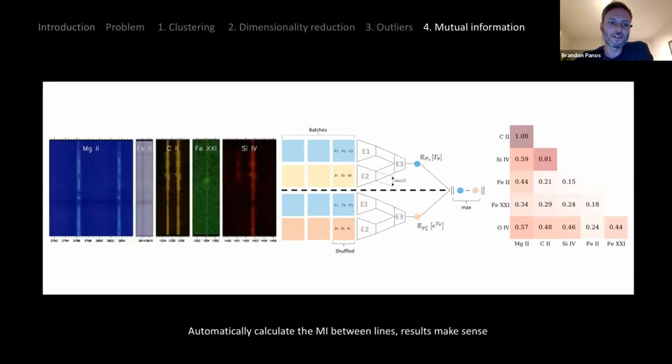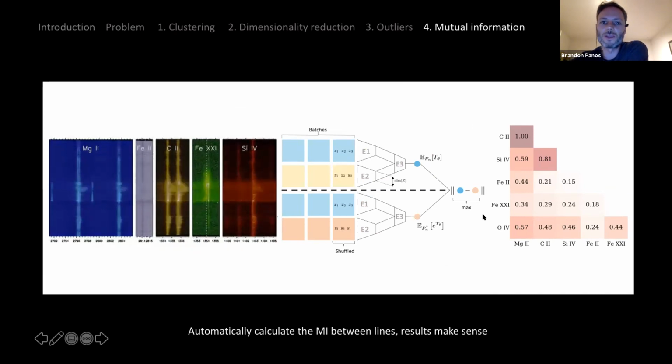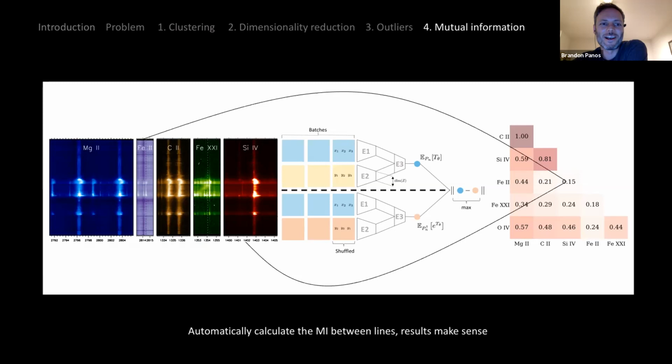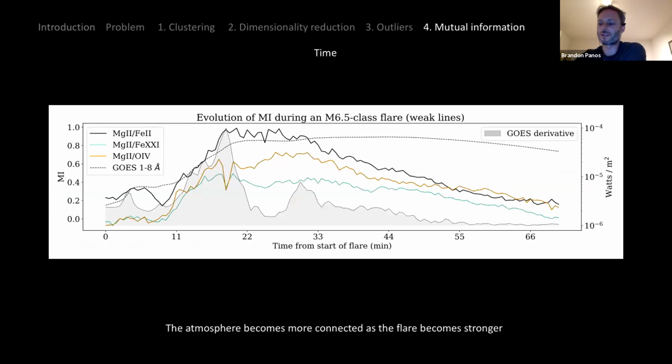We then created this neural network, and we wanted to see how magnesium was correlated to carbon, how carbon to silicon, and so on. And we literally fed in all of our flare data, and we generated these matrices showing the mutual information between the lines. And they match what we expected. The magnesium and carbon have the highest mutual information. They have similar formation height, similar atomic physics. A low score was given to iron 2 and a transition region line. So it all matches up with expectation.